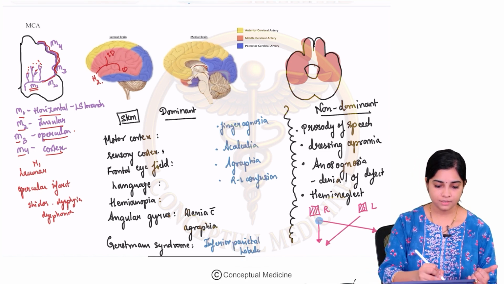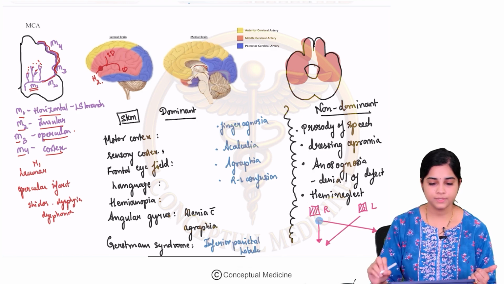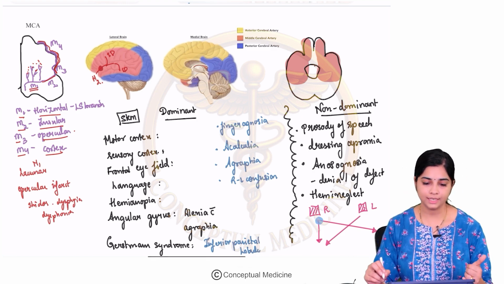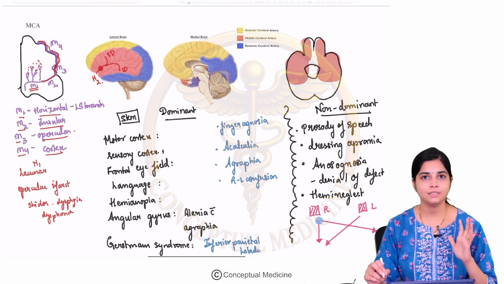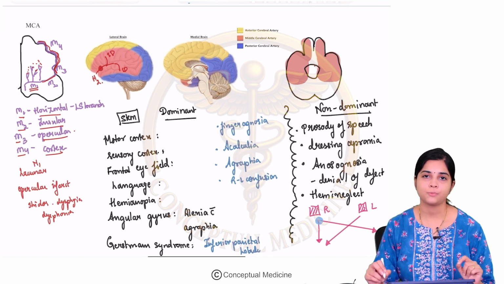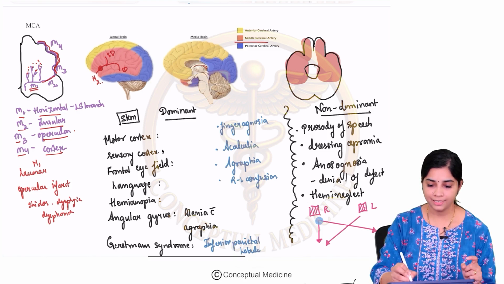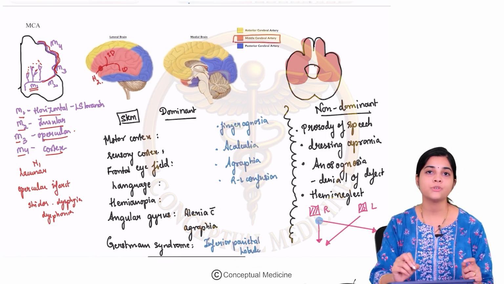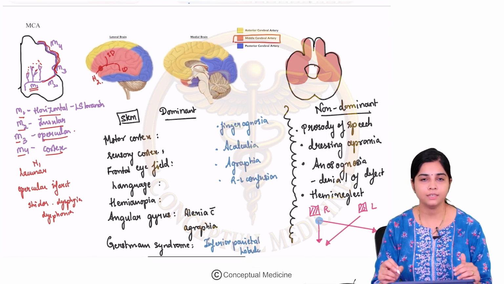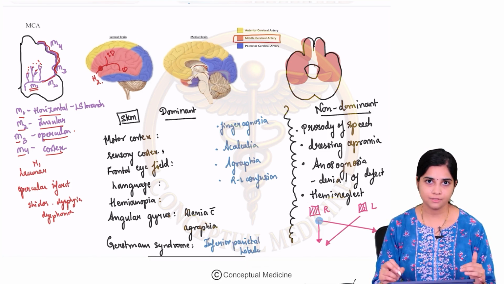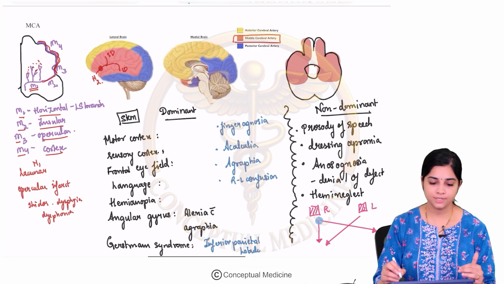Now, if there is an occlusion at the M2 stem, then what are the symptoms that you can have? That is what we are looking at. So, if you can see, we have highlighted the various regions which are affected by the middle cerebral artery. So, in your lateral surface of the brain, which are the regions which are affected?